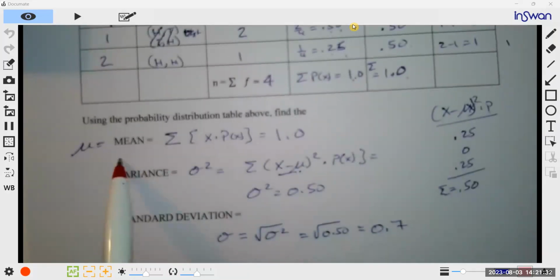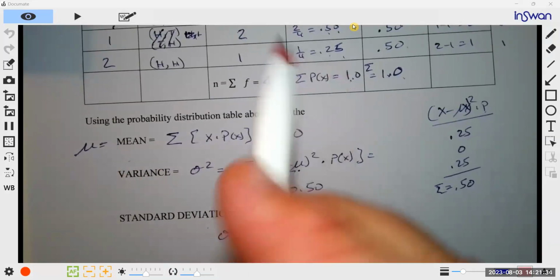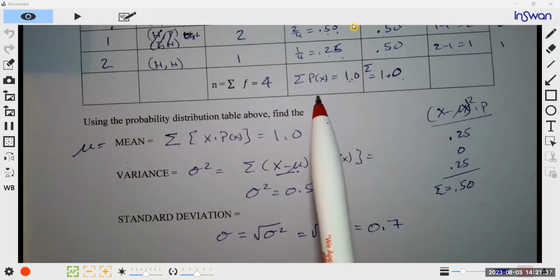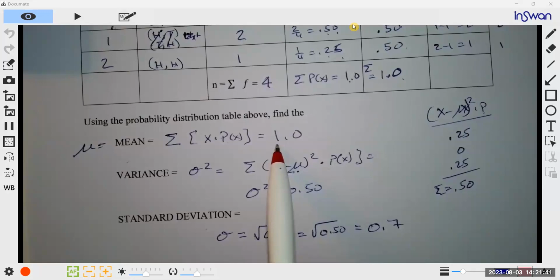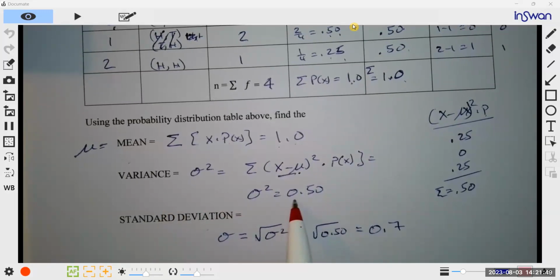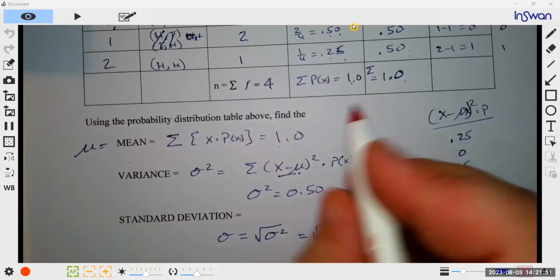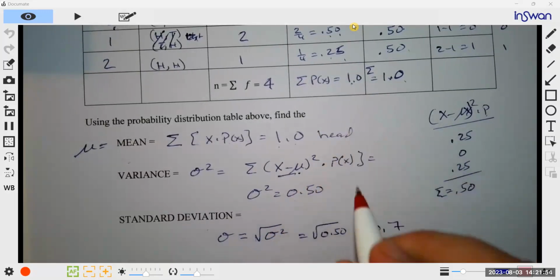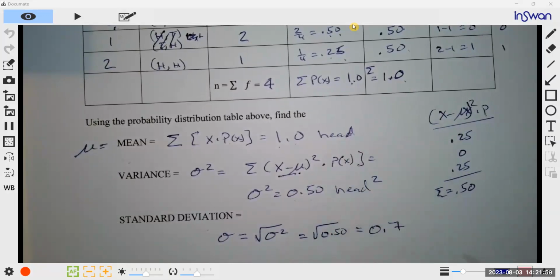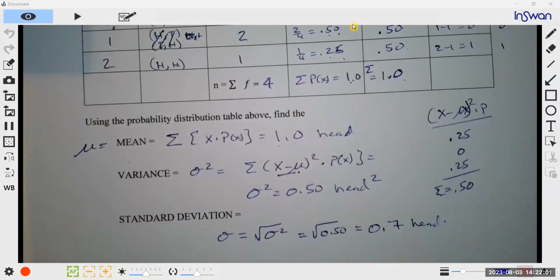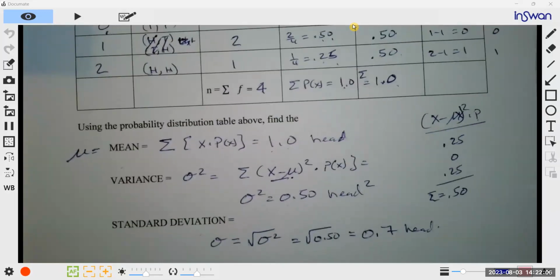So the mean, let's see what this means. This describes our data. Remember, we're looking at 2 coins being tossed. The average number of heads is 1.0. The variance is 0.50 heads squared. And then the last one is also in our units.